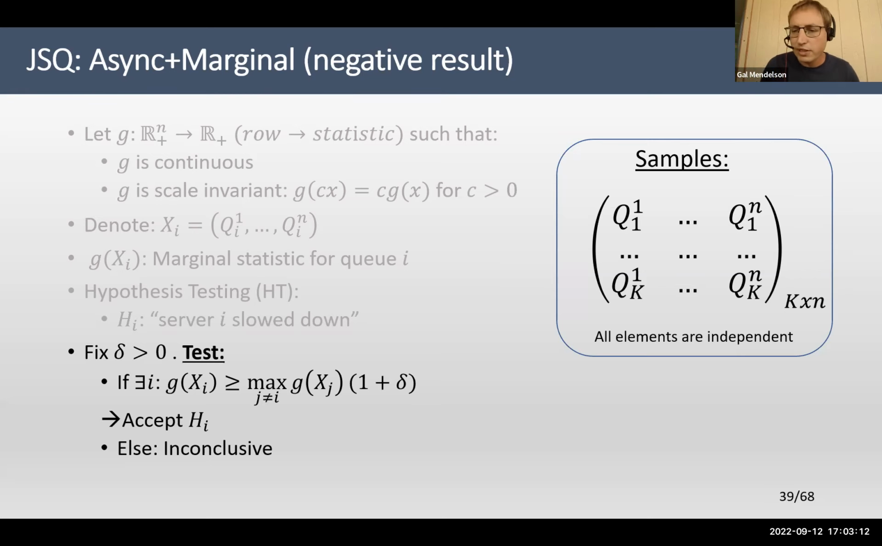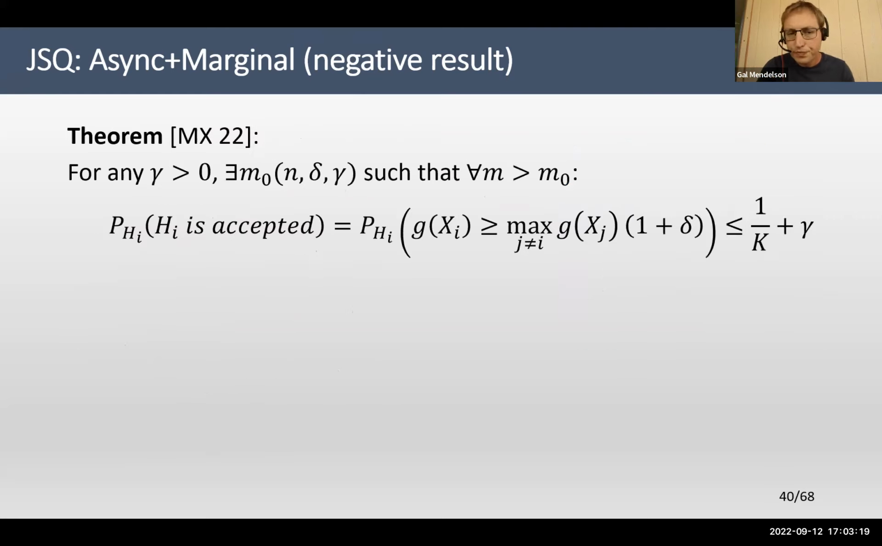Now, of course, you can optimize this. What if there's a tie? What if... okay, but we are trying to make this very simple. Just inconclusive, we don't know. Here's our result. For any gamma larger than 0, which can be as small as you want, there exists an M0, dependent on n, the number of samples you took, delta, which was in the test, and gamma that we just fixed, such that for every m larger than this M0, the probability of success on the left is smaller or equal on the right to 1 over k plus gamma.